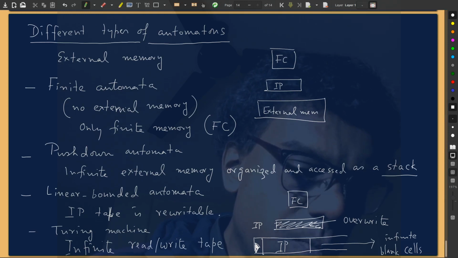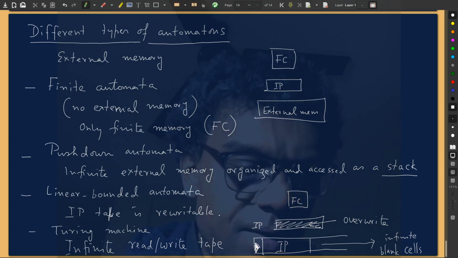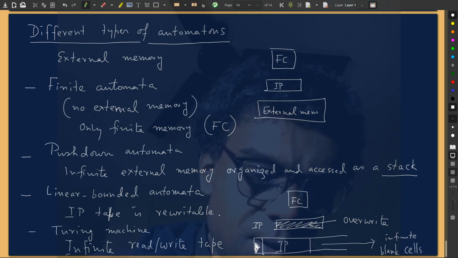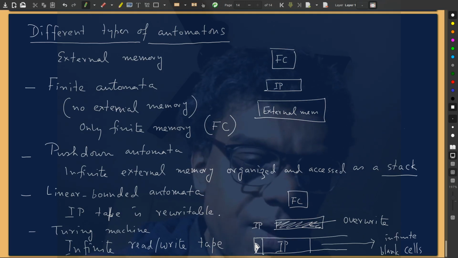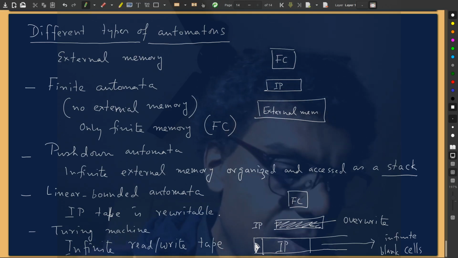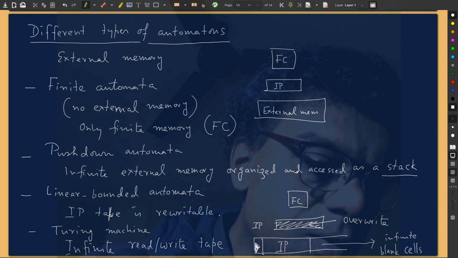Input is provided somewhere, and then you have some external memory, which may be completely absent, or may be in the form of a stack, or a read-write space the same as the input, for a Turing machine. You may think of other machines, like infinite external memory accessed and organized as a queue. We will look at these things later, a queue machine and all that stuff. So this type of machines we will eventually study.